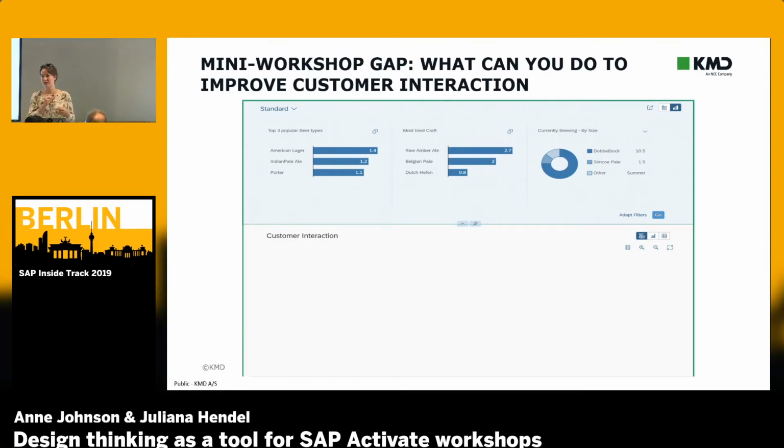Now we did the fit part of the workshops with this brewery, and we found out the top 3 elements, standard SAP, we can use them and we want to use them. Good. But we have one major gap still left, and that is, what can you do to improve customer interaction? That's where the lower part comes in. We are missing some functionality here that standard SAP does not provide us.